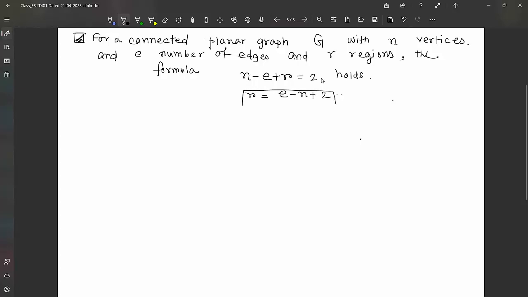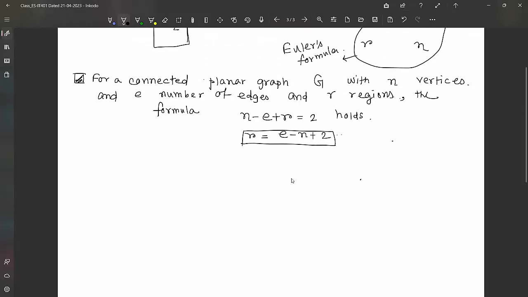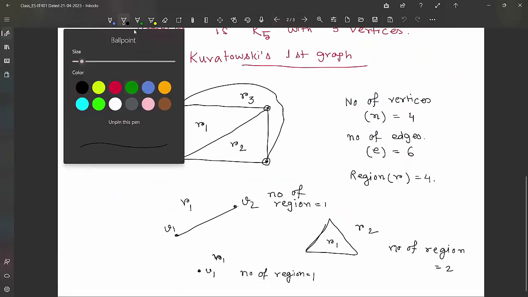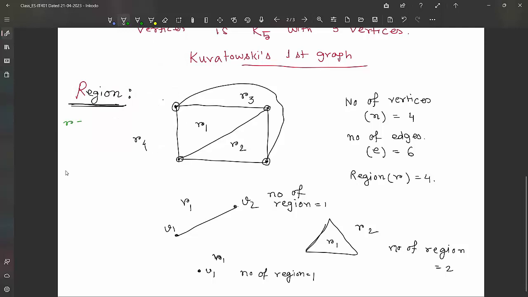These two are the same. If a graph has e number of edges and n number of vertices, then the number of regions in this planar graph is R is equal to e minus n plus 2. That means you can use this formula to determine or to check the number of regions in your graph. So R is equal to e minus n plus 2. This is your formula. Now we use this formula on this graph.